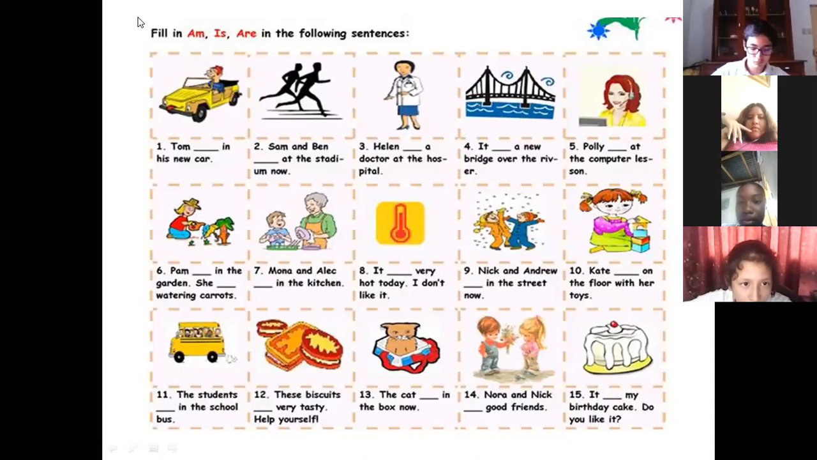Polly is at the computer lesson. Very good. Polly is at the computer lesson. Thank you. Anabella Ojedis, hello. Hi, Anabella. You turn on your microphone, please. Number six.